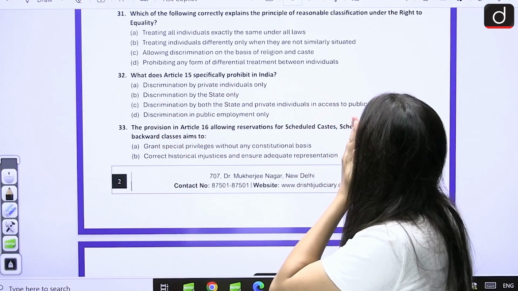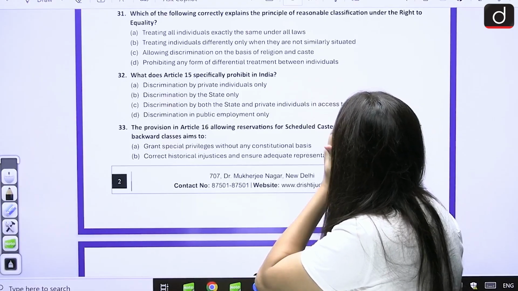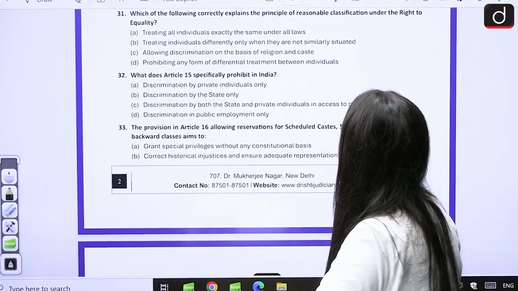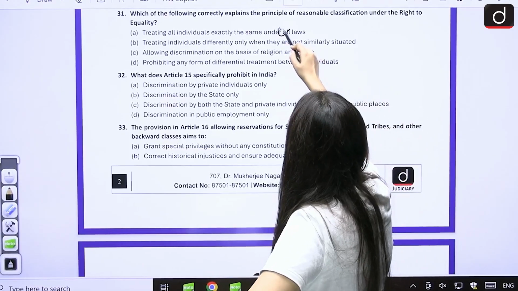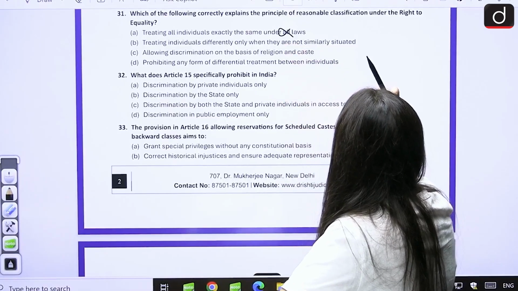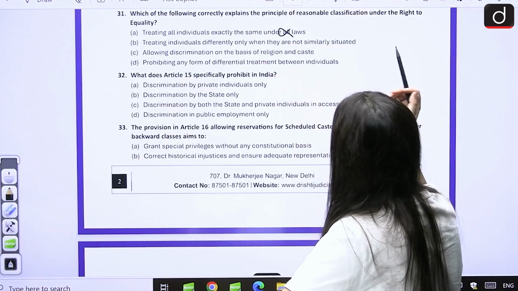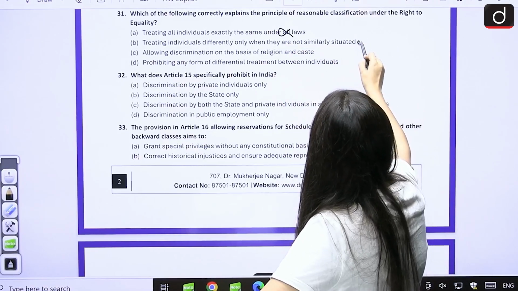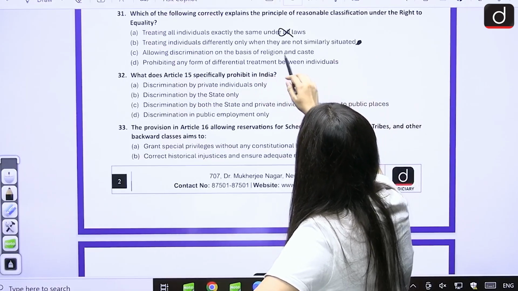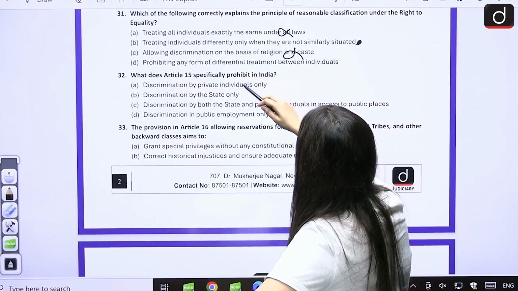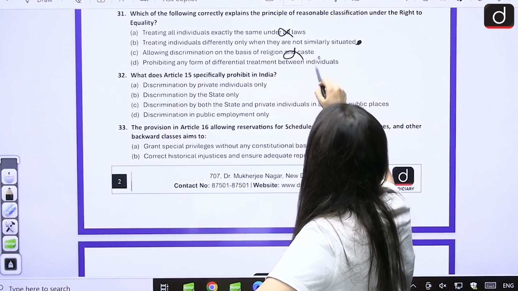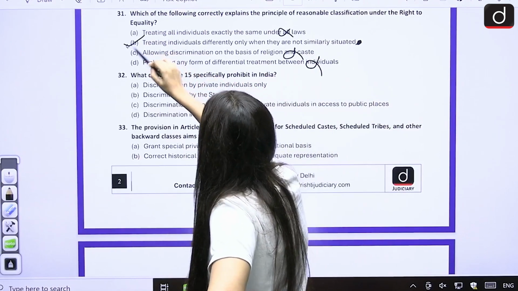Which of the following correctly explains the principle of reasonable classification? Treating all individuals exactly the same under all laws, ये नहीं है reasonable classification. Treating individuals differently only when they are not similarly situated, ये है. Allowing discrimination on the basis of religion, absolutely not. Prohibiting any form of differential treatment, ये भी नहीं है, B है ना.